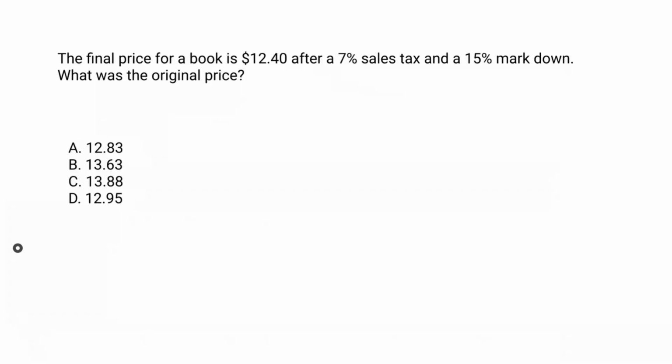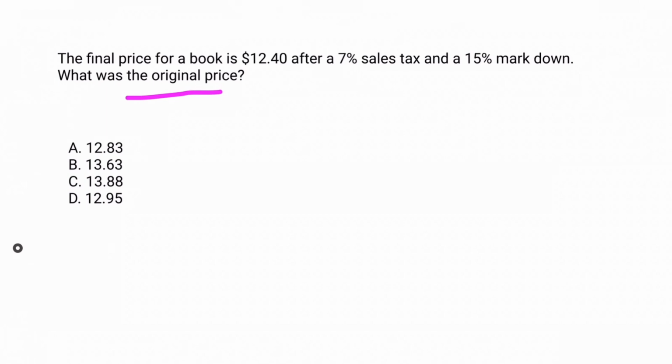The final price for a book is $12.40 after a 7% sales tax and a 15% markdown. What was the original price? So this problem is actually pretty typical for SAT or ACT, where they just ask you to go backwards and find the original price versus actually doing the calculations and finding the final price. Let's talk about the percentages first.